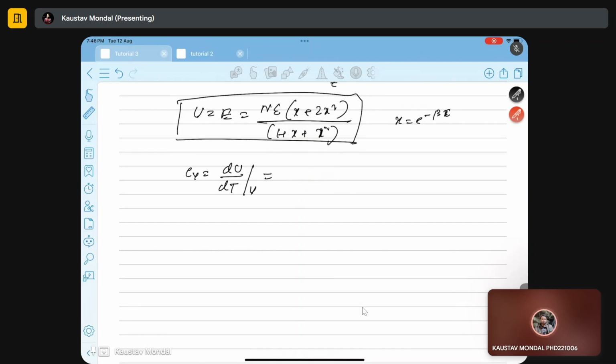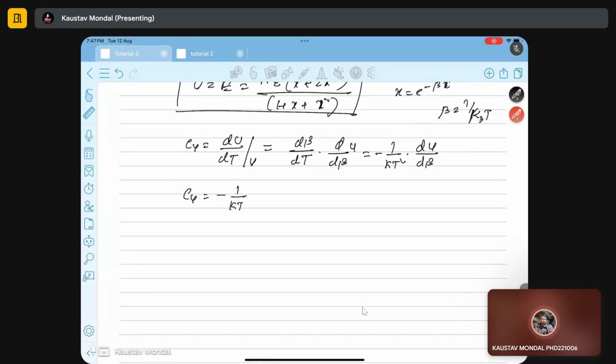So du by dt, you can write it like this: d beta by dt into d by d beta of u. Now beta we already know is 1 by kBt, right? So d beta by dt simply gives you minus 1 by kBt squared. Okay, so Cv is then minus 1 by kBt squared into du by d beta.